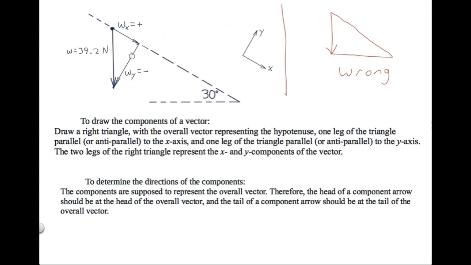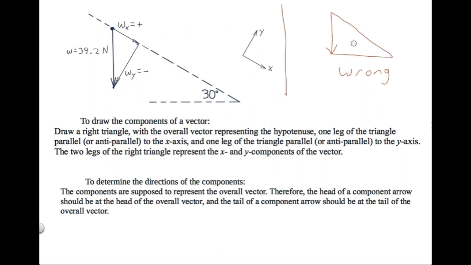Students often draw this right triangle incorrectly. For example, students often wrongly try to draw the right triangle for this problem like this. Can you see why this right triangle is wrong? One way that you can see that this is wrong is that the legs are not parallel to the axes.